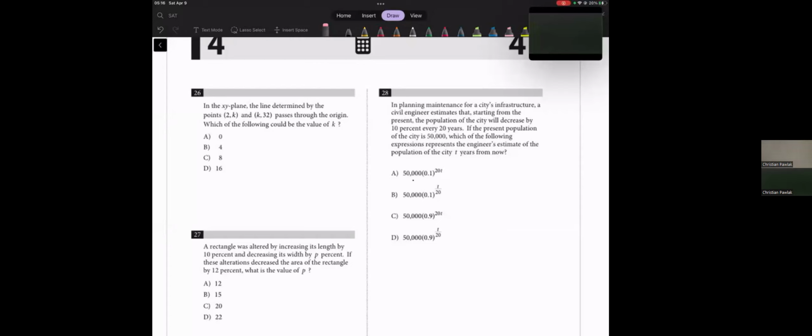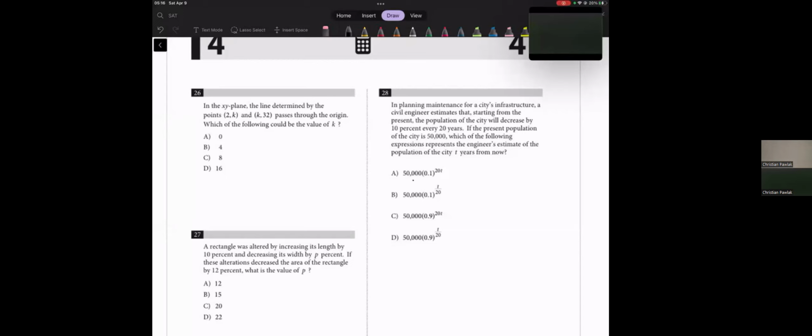Okay, let's continue. So number 26, in the xy plane, the line determined by the points (2, k) and (k, 32) passes through the origin. Which of the following could be the value of k? So the way I look at this one is I think about points and slope, because what I do have is 2 points.